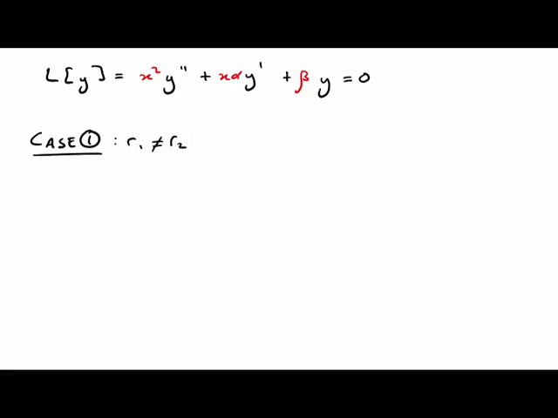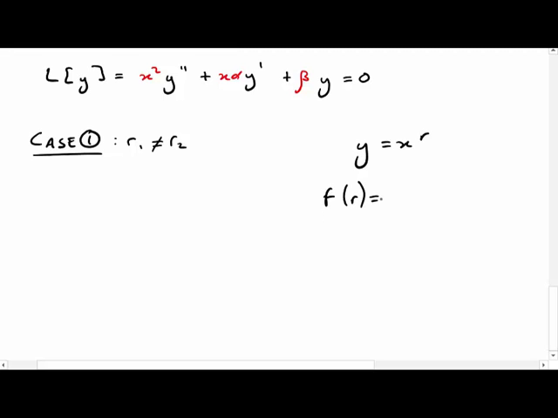Hello, so in this video we're going to start talking about the different cases which we can have for this Euler equation. Okay, so here's the Euler equation here. And basically what we do is we guess a solution of the form y equals x to the power of r, and we've shown that if we guess a solution of x to the power of r, then we basically end up with something that looks like this.